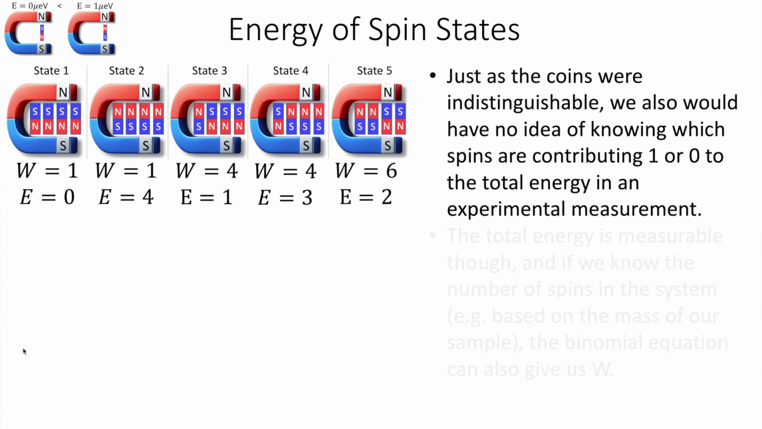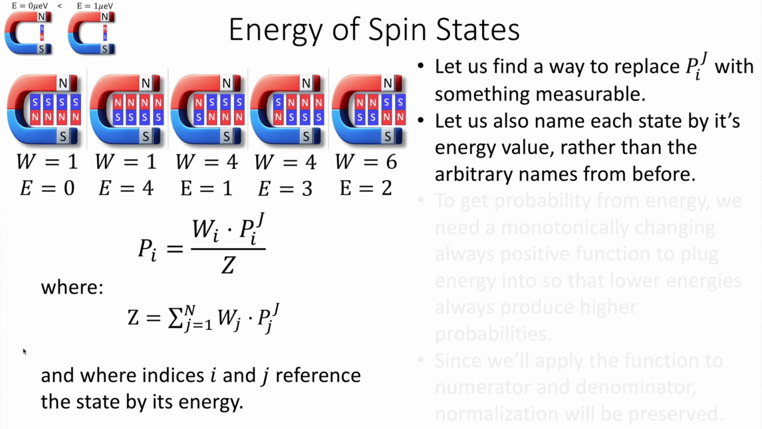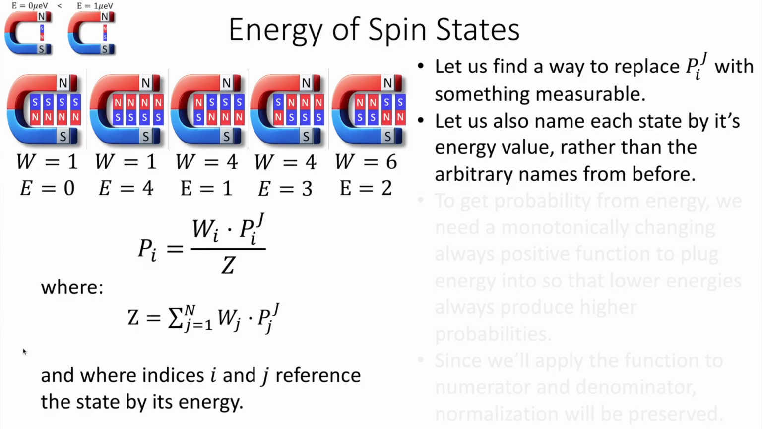So notice that I've written E equals 0, E equals 4, etc. below each state. So if we can find an expression that's in terms of energy instead of the joint probabilities, and we have the binomial coefficient expression that can give us the number of ways, since they're spins, it's one or the other, we will be able to calculate the probability of every possible state here using things we can actually know. So we're going to replace those joint probabilities, the P with the J above it, with something measurable. It's going to be a function of energy. And since we're using energies in our expressions now, we should refer to the states by their energy instead of those arbitrary names I gave them before. So now the subscript is going to refer to the energy of the system.